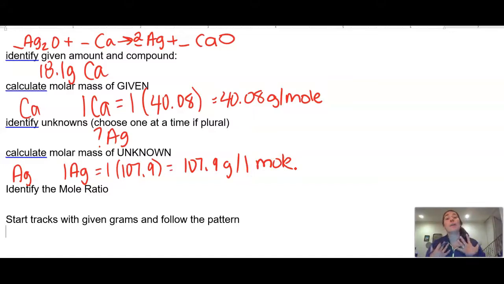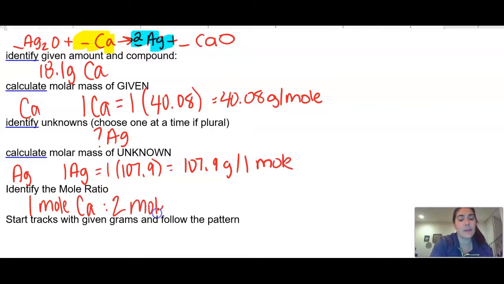A reminder, your mole ratio is a comparison of your given to your unknown, and you figure out what your numbers are for that from your coefficients. Your coefficients are the numbers used in that balanced equation. So we've got 1 mole of calcium, you can see that up here. And then our unknown is the silver, so 2 moles. That is where your 2 moles are coming from. So that's the hard part.